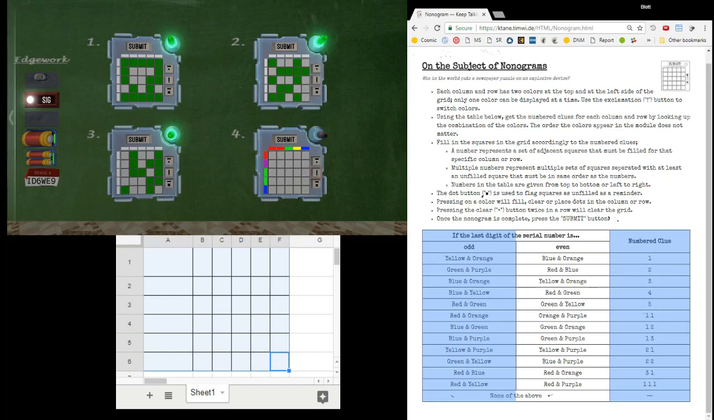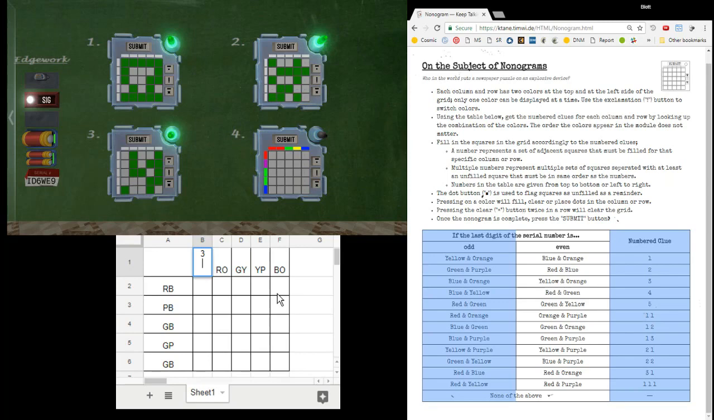So, that was red, blue, red, orange, green, yellow, yellow, purple, blue, orange, red, blue, purple, blue, green, purple, green, blue. Oops, those are supposed to be columns. Red, blue, purple, blue, green, purple, green, blue. There we go. Converting.